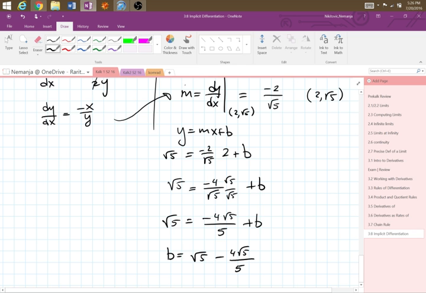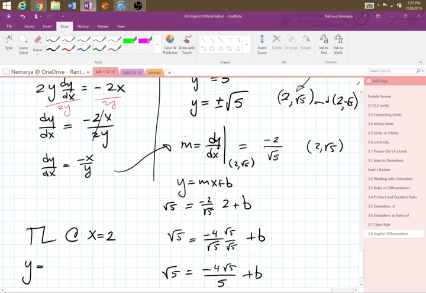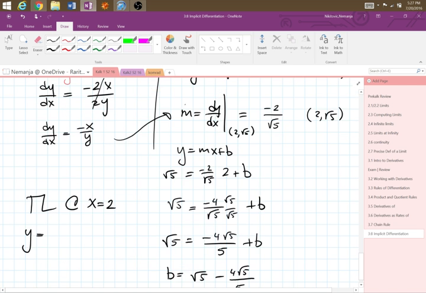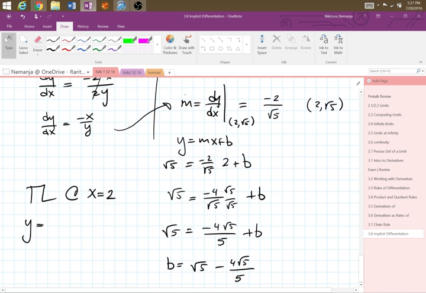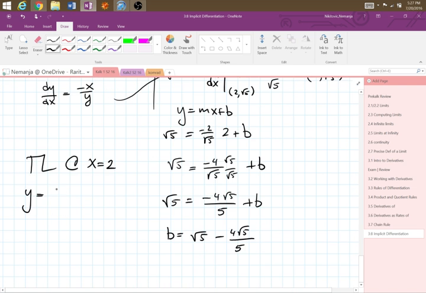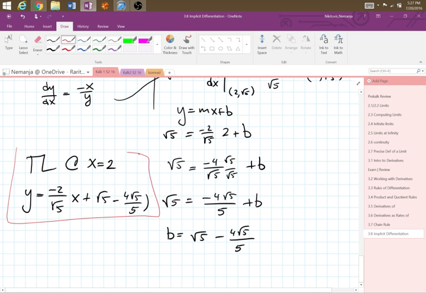So now what's the tangent line? And it's very important to stress that that's the tangent line at x equals 2. So the tangent line is going to be y equals m, which in our case is negative 2 over root 5, thank you, x, and then we have plus b, which is root 5 minus 4 root 5 over 5. And as you can see, it's a messy answer, but we got it.